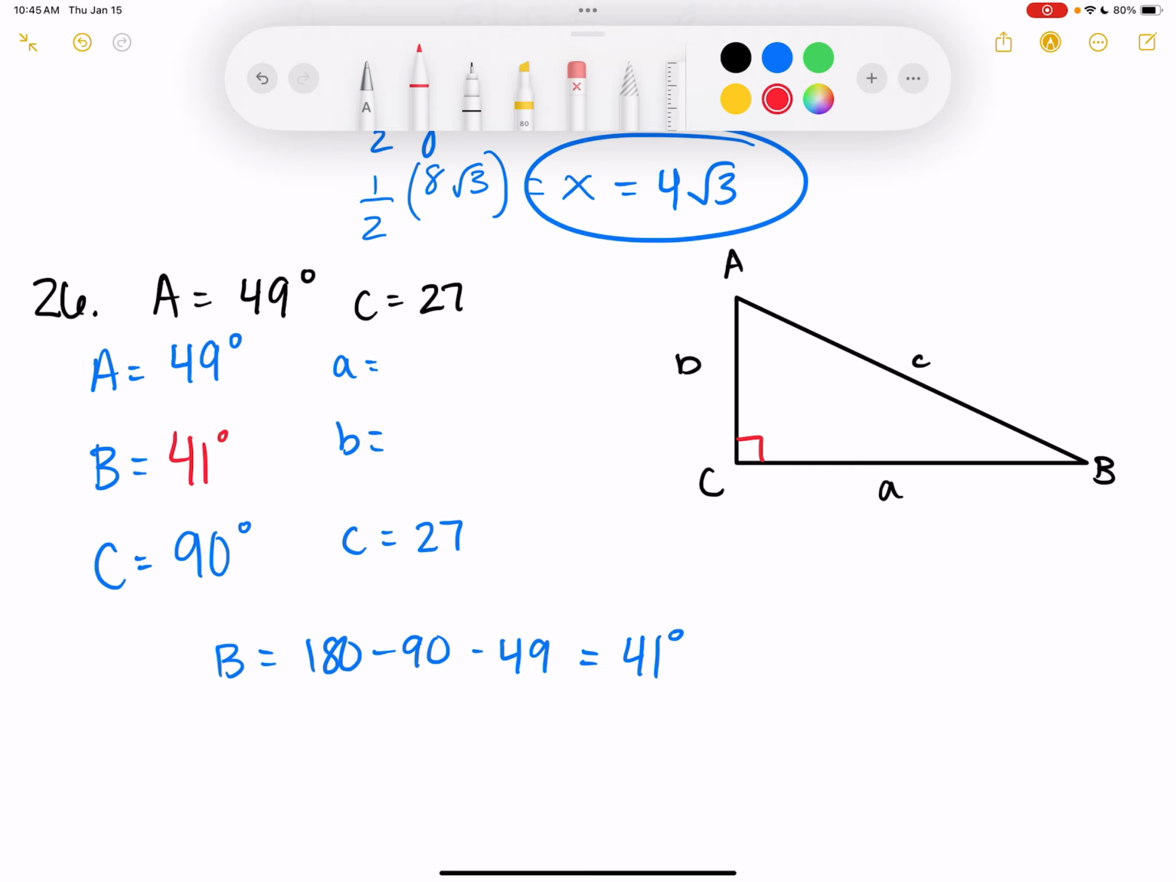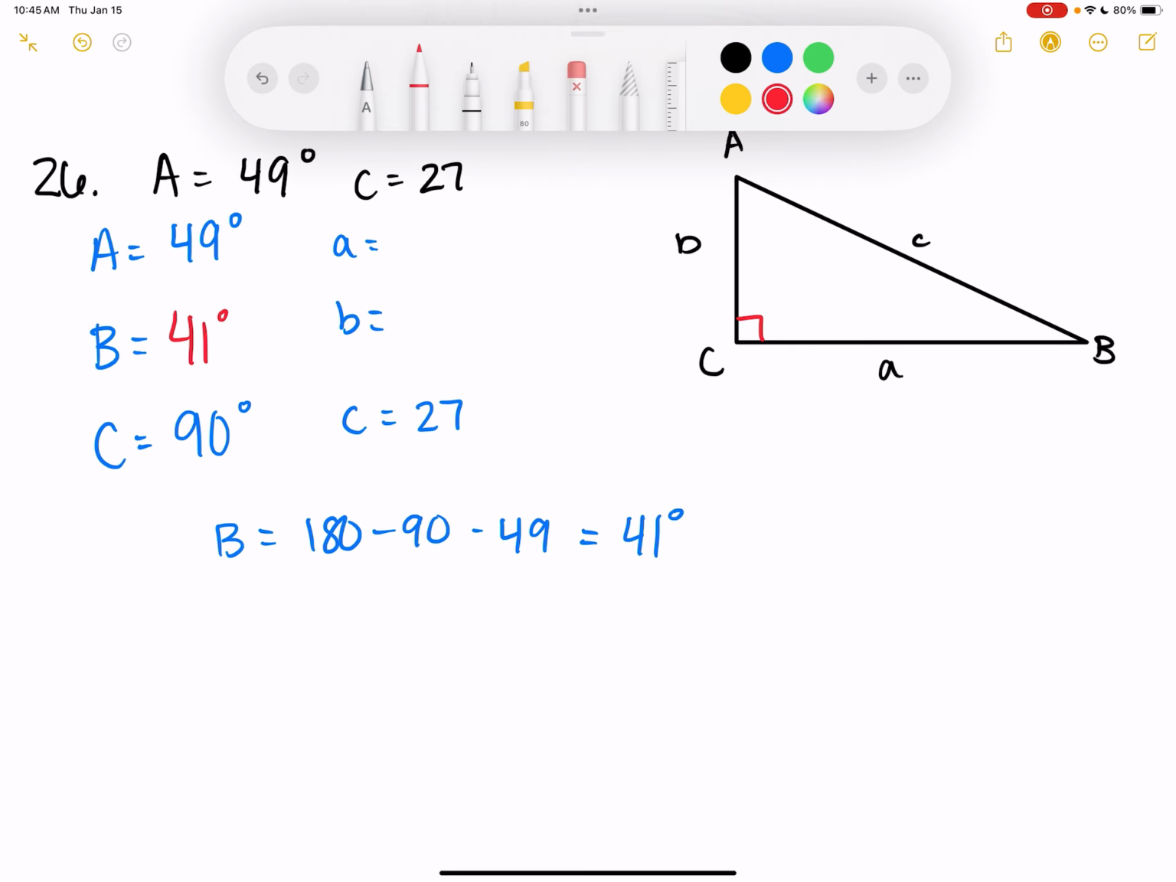Okay? So, to find side A, I have to think about things that I know. Well, I know that side C is 27. So I need to use something that relates with the hypotenuse. So I can't use tangent. I've either got to use sine or cosine. So which one do you want to use? Cosine. All right, cosine of angle B then to find side A.